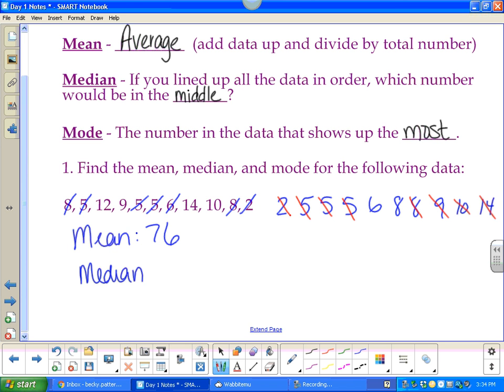I missed a number. Oh, let's see, 14. Oh, I missed my 12. Sorry, there's a 12 in here. So he'll cancel with him, and that'll be the 8. 8 will be the middle number. And the mode is the number that happens the most. I have 3 5s and 2 8s, so the 3 5s win.